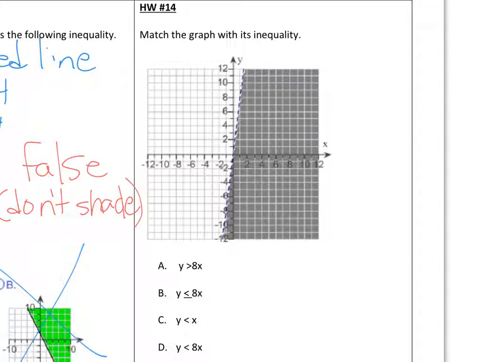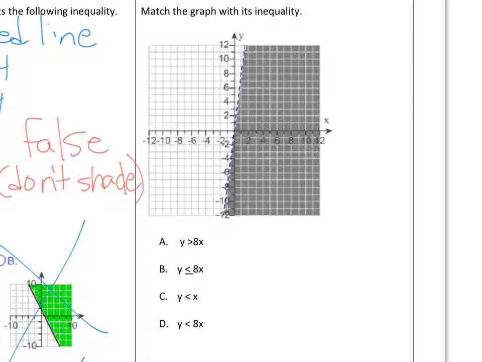Okay, number 14 is very similar to this. The last one we just did is kind of backwards because they give you the graph first and then are asking you to match it up with the correct inequality. So again, the first thing I notice is that this line is a dotted line, which means it should not have an equal under it, which means we can eliminate choice B. The next thing that I notice is that on A, the slope is 8, C, the slope is 1, and D, the slope is 8. So I'm going to kind of see what my slope is here.